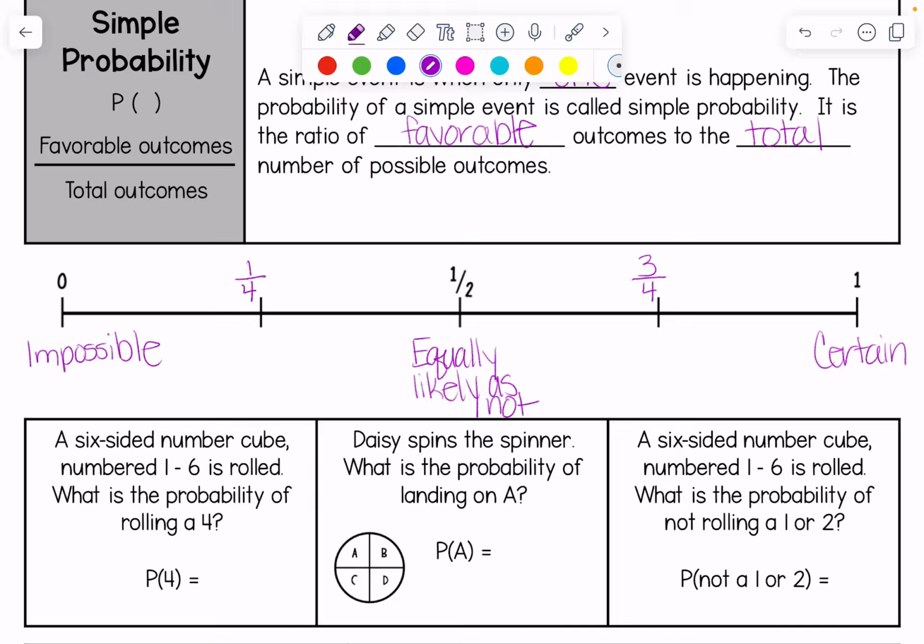A probability of 0 would be impossible. A probability of 1 would be certain. 1/2 is equally likely as not. Anything between 0 and 1/2 we say is unlikely. And anything between 1/2 and 1 we say is likely.